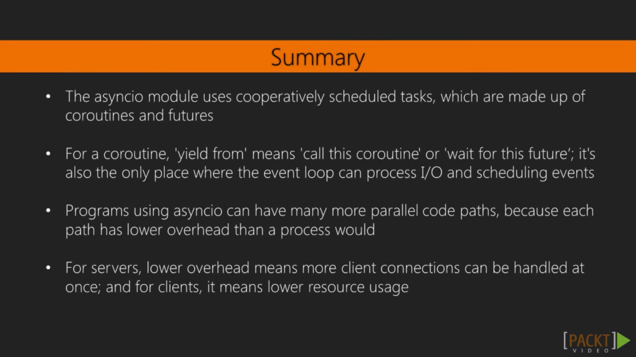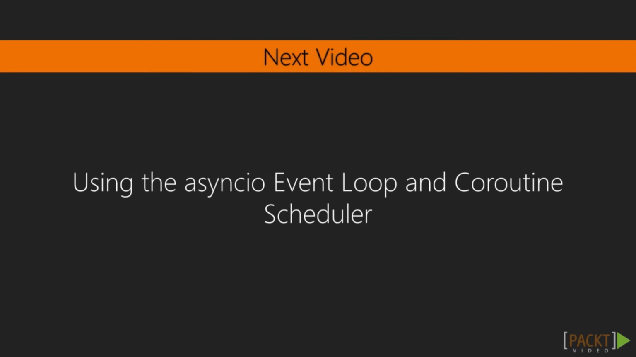So we've just seen an overview of how async IO allows us to use the logical structure of a parallel program, while retaining the advantages in terms of code execution of a threaded single-process program. This is advantageous for us when we're dealing with IO-bound programs. In the next video, we'll look at using the async IO event loop and coroutine scheduler.